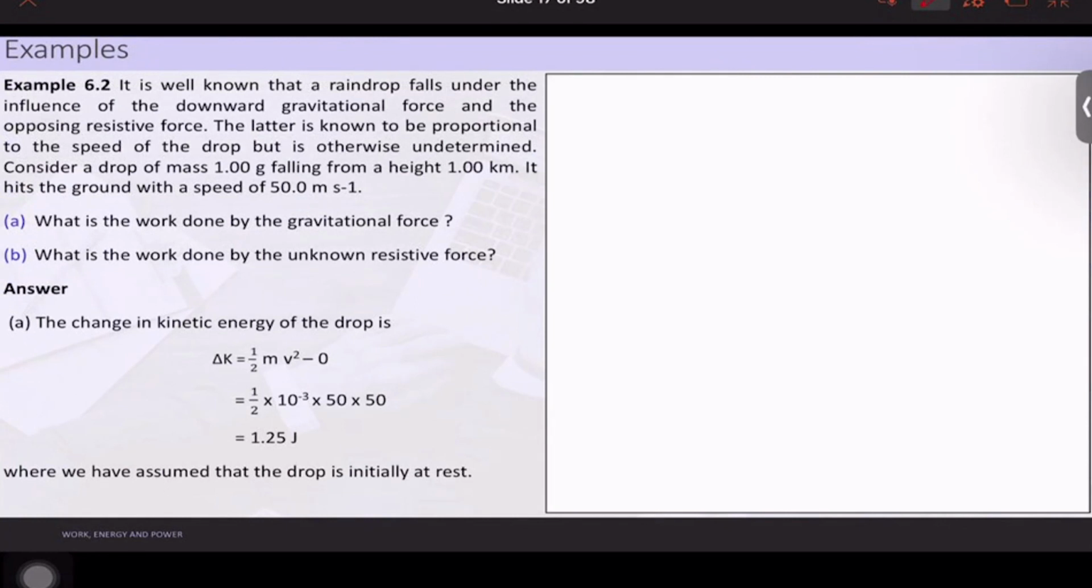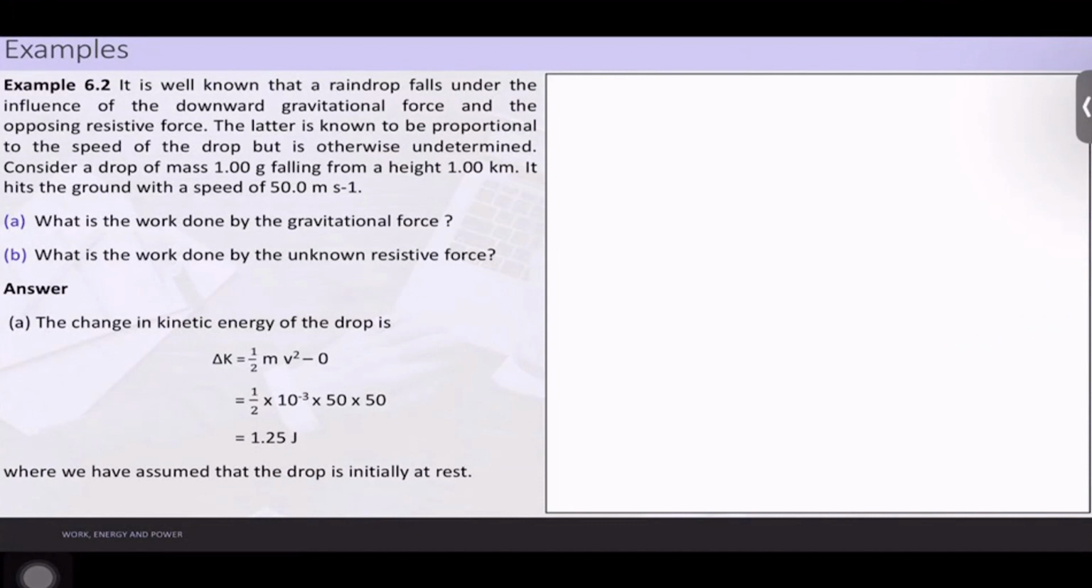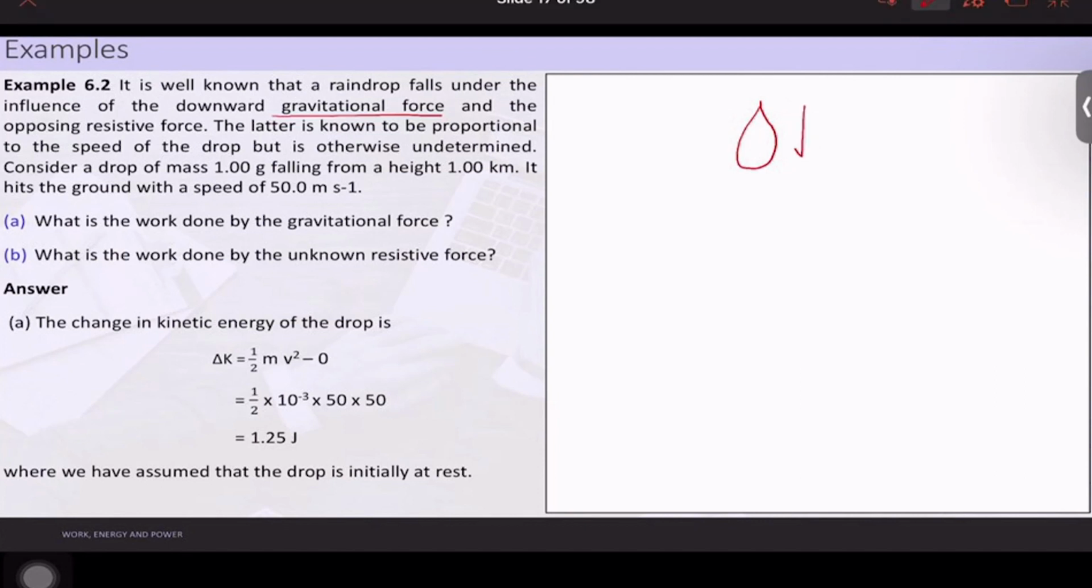Moreover, about the kinetic energy and work energy theorem. Okay, so let us understand. It is well known that a raindrop falls under the influence of the downward gravitational force. Correct. So it goes downwards due to the gravitational force acting. What is the gravitational force? Gravitational force is nothing but m into g. Correct. And the opposing resistive force.